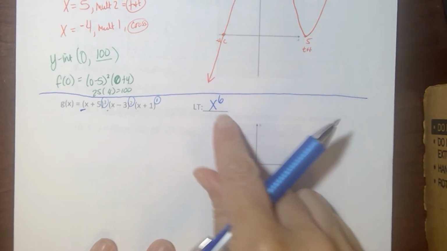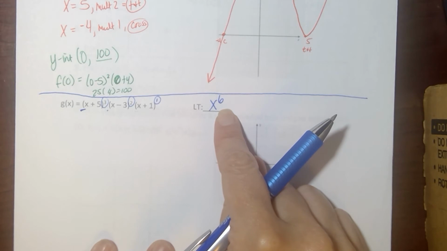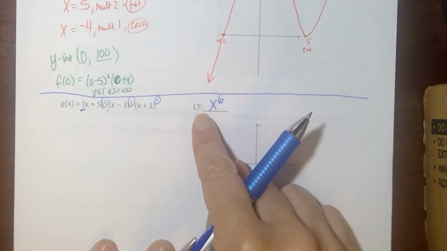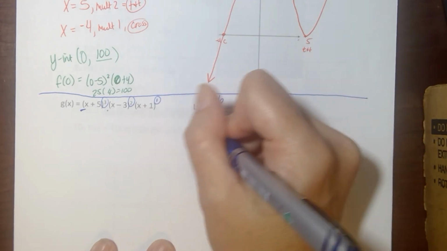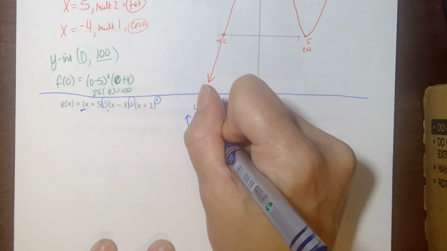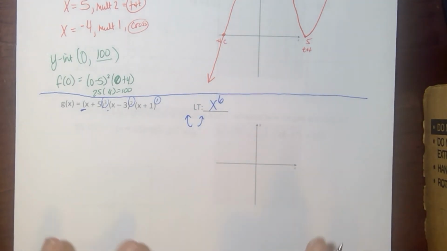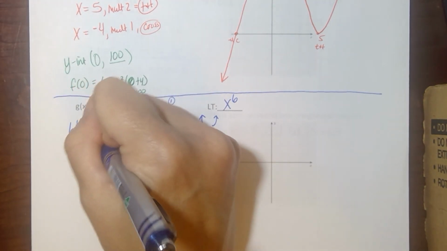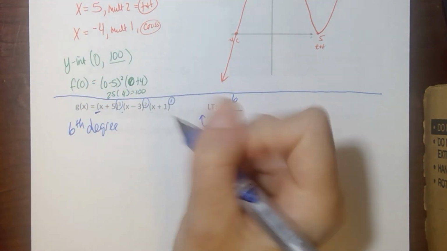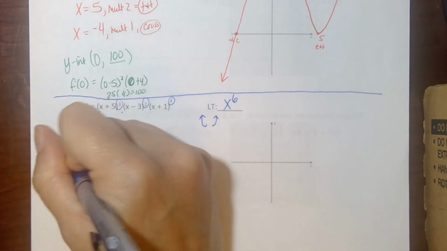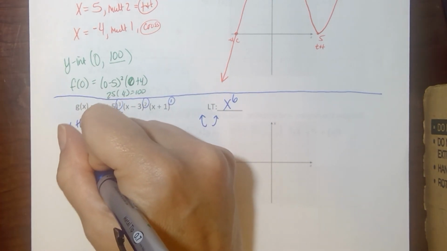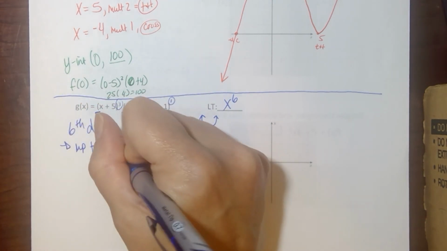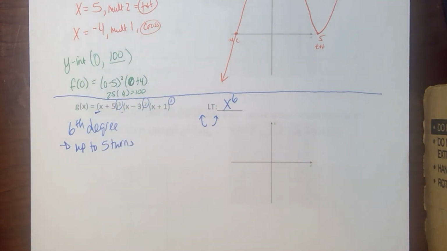So it's an even degree, which means the ends even out and go together. It's positive, so they're both going to go up. So my end behavior is going to look like that: both ends up. It's a 6th degree polynomial function, which means I have a maximum number of 5 turns. So I can turn up to 5 times. I don't have to turn 5 times, but I can.